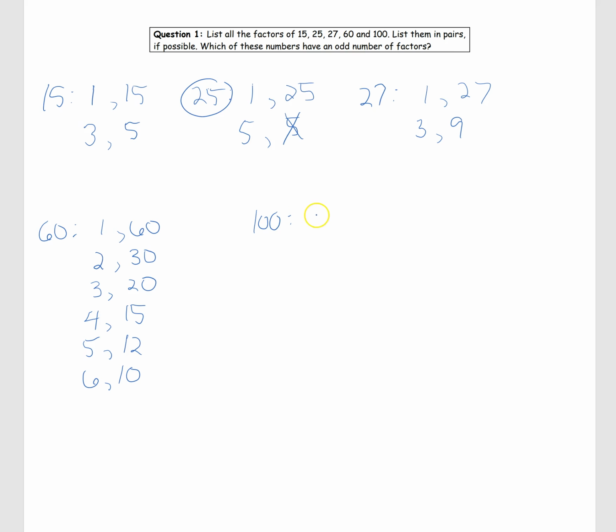And for 100, you have 1 and 100. 2 goes into 100 50 times. 4 times 25 is 100. 5 times 20. 6, 7, 8, 9 don't work, but 10 goes into 100 10 times. But we don't want to double up on our factors, so I'm going to leave the second 10 off the list. And again, we can see that 100 is one of those numbers that has an odd number of factors. So that's our answer for question 1.